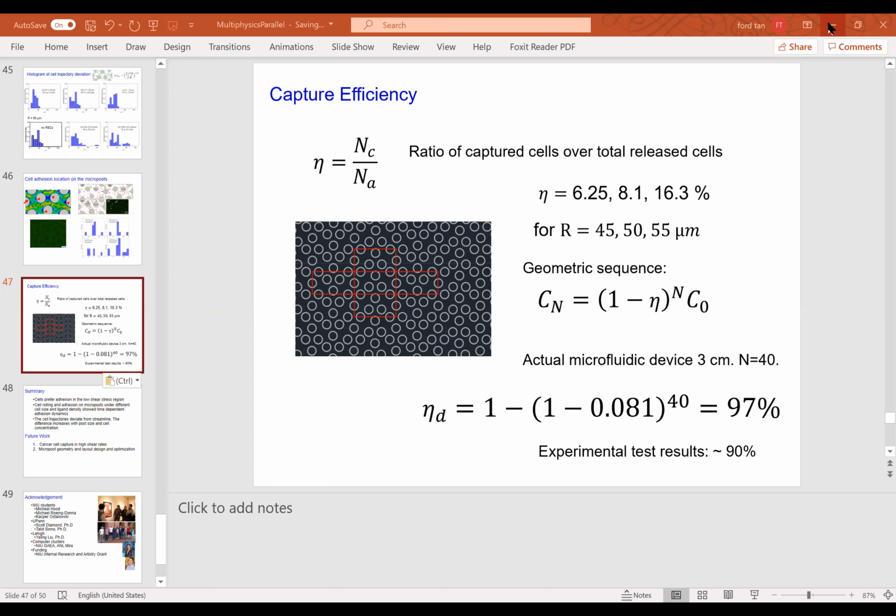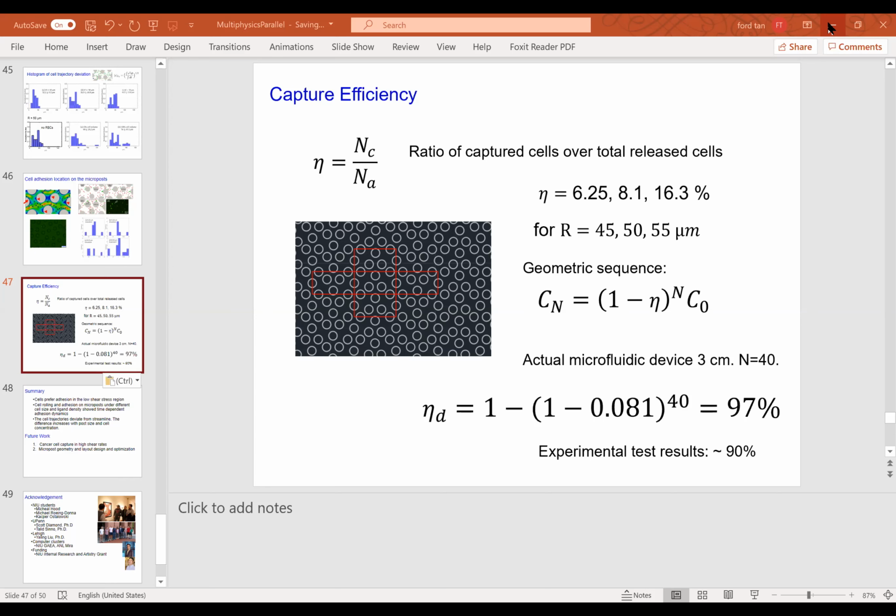Yes. Can you see my new slides? Yes. Okay, I think this one shows the capture efficiency. Basically, we define capture efficiency as the ratio of how many cancer cells are captured to the total cancer cells released. For the radius of 45, 50, 55 micron, we showed capture efficiencies of 6.5%, 8%, and 15 to 16%. This is the capture efficiency in such a small unit, represented by the red rectangular domain.